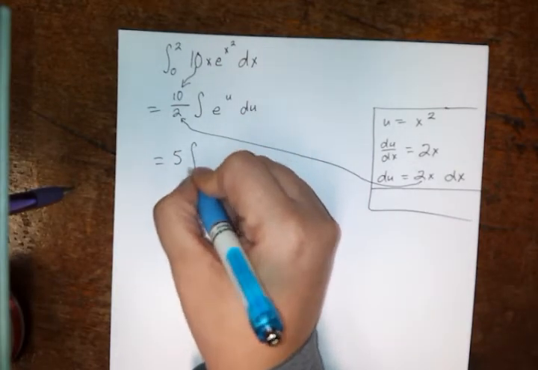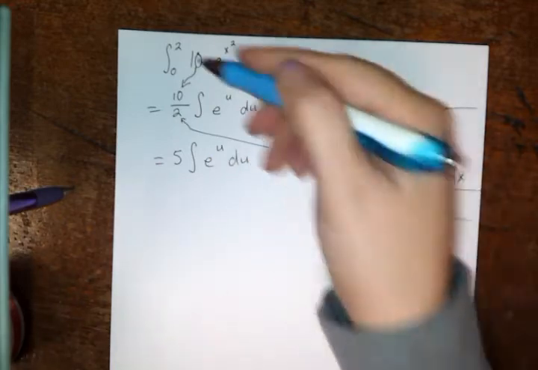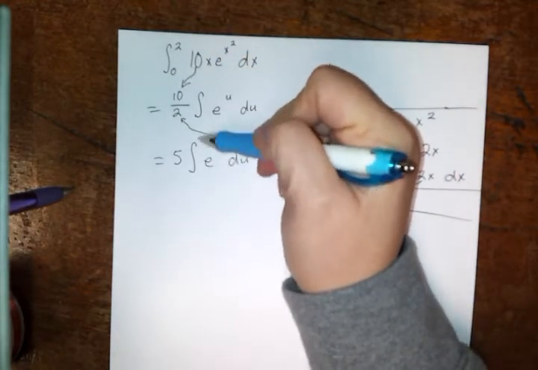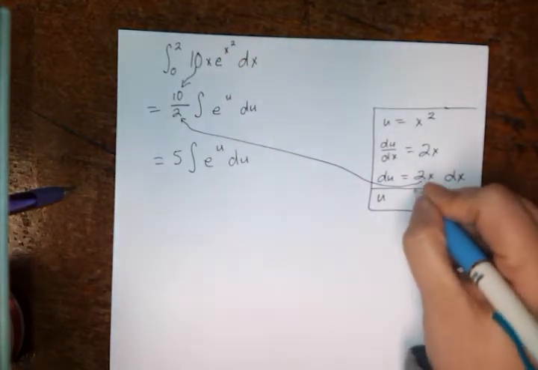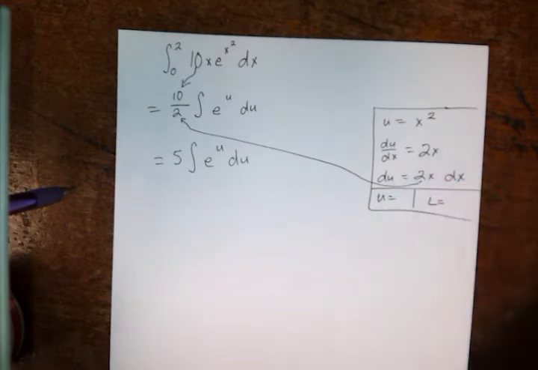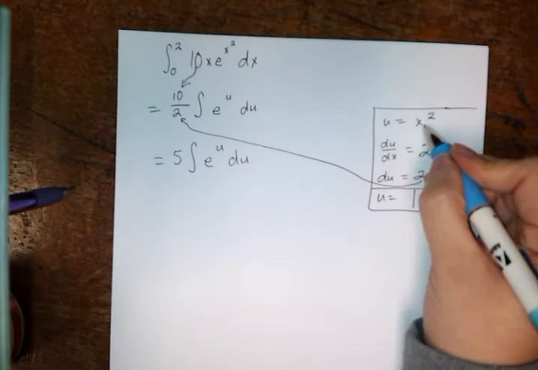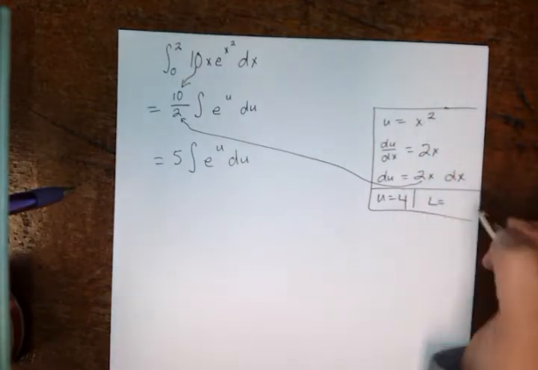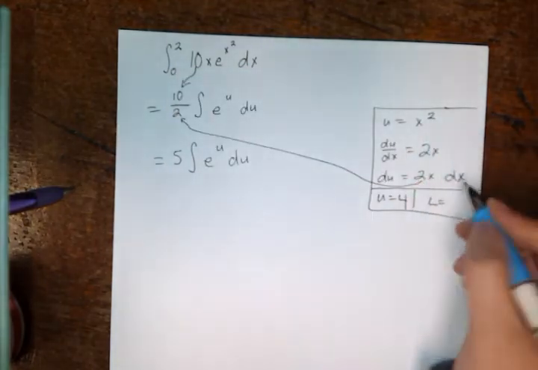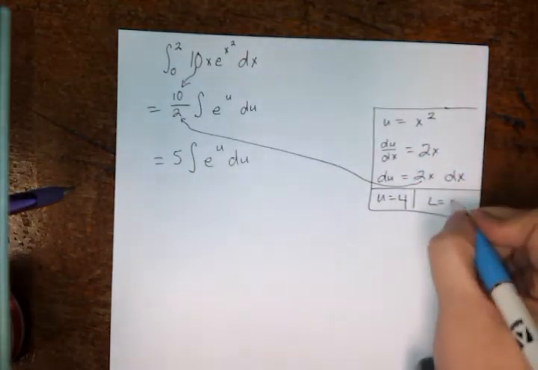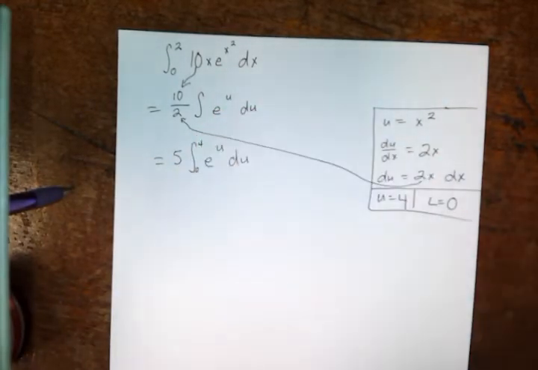That's the same as 5 times the integral of e to the u du, but we cannot forget to plug in our new bounds. We need u bounds because we had x bounds. So my upper and my lower, these are going to be pretty simple calculations. I'm going to take the 2 that was my x bound and plug it into my u. So 2 squared is 4. Now I'm going to take my 0 that was my lower x bound, plug it into u, and that's going to give me 0 squared, which is 0. So my new bounds are going from 0 to 4.